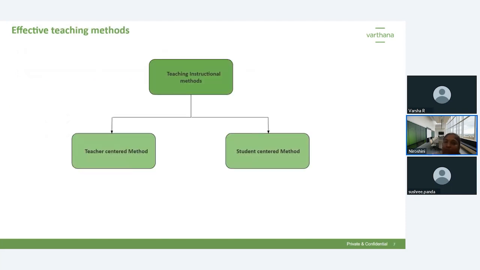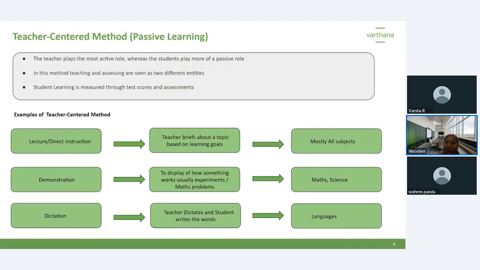Let's see what the two important teaching instructional methods are. One is the teacher-centered method and the other is the student-centered method. Now let's quickly look at what a teacher-centered method is. The teacher-centered method is also called the passive learning method. We'll see why it is called the passive learning method.